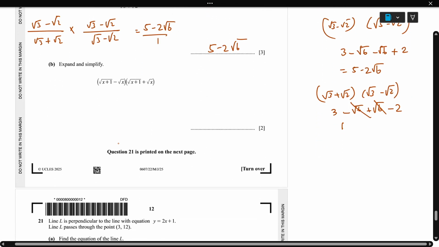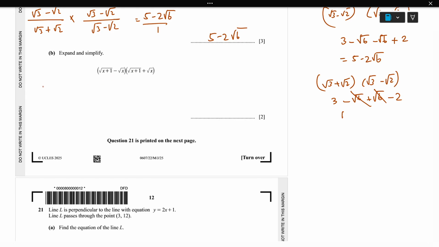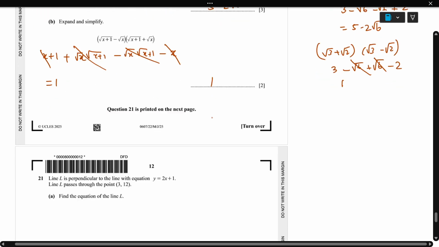Next one, expand and simplify. Here the same multiplication: root x plus 1 times root x plus 1 is going to be x plus 1, and the next part, root x plus 1, okay, plus root x times root x plus 1, then minus root x times root x plus 1, then minus x here. So this part cancels, plus and minus, also minus x plus x cancel, which is equal to 1. 1 is the answer here.